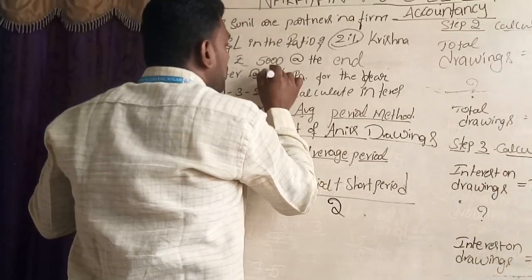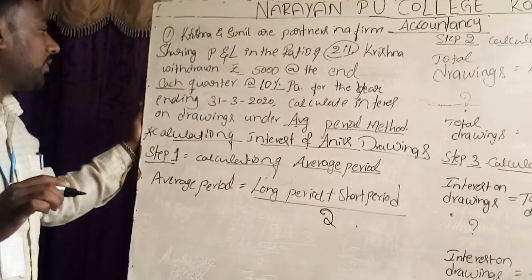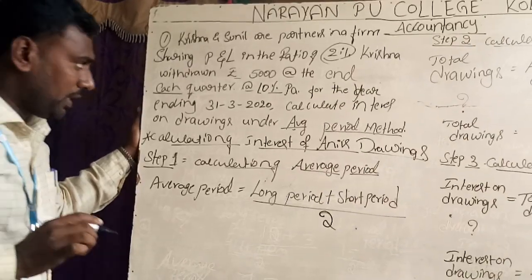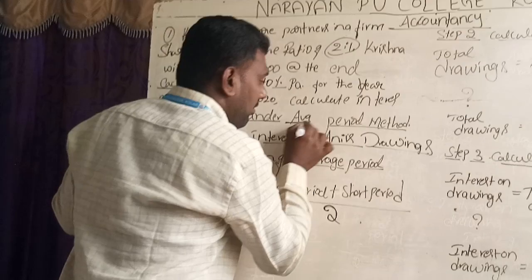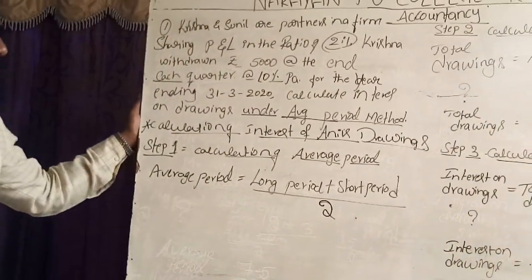10%. Here we have to change the percentage. 10% per annum for the year ending 31st March 2020. Calculate interest on drawings under average period method. So this is the question they are given.